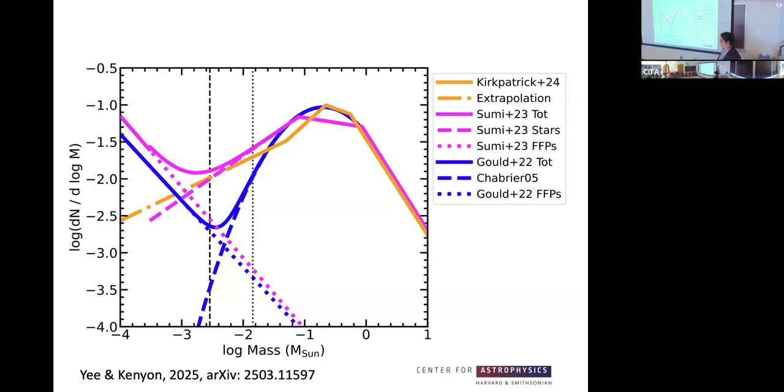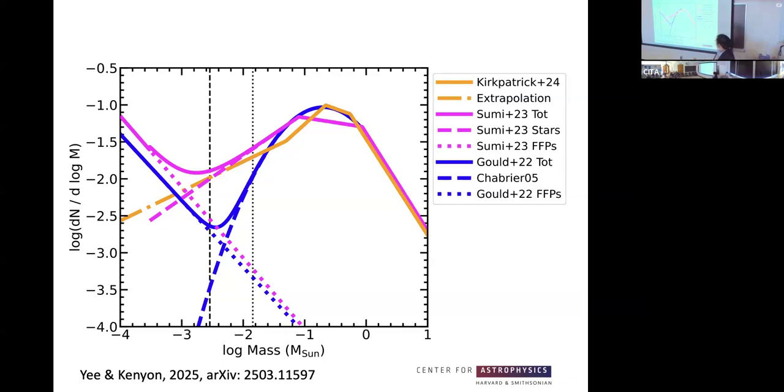So why aren't you seeing those brown dwarfs? Why is the blue one not showing the same brown dwarfs? Because it just assumes Chabrier. Oh. Yeah. But you have a whole distribution of the... We have a whole distribution, but we just didn't fit it. We just assumed Chabrier and then measured the planets relative to it.